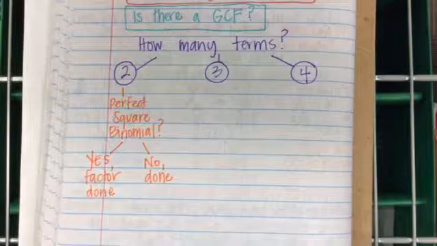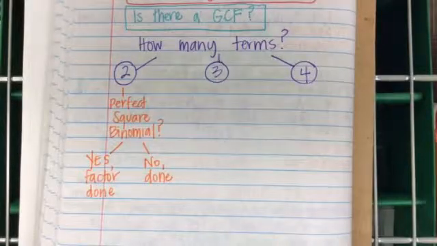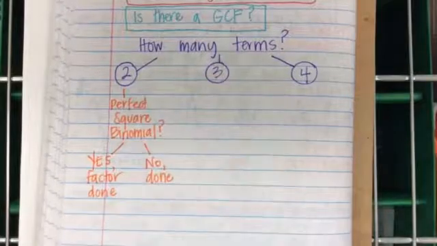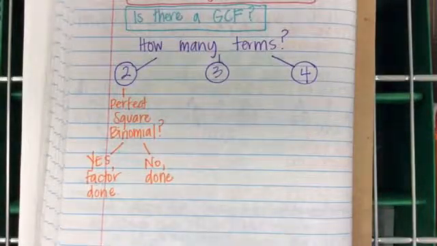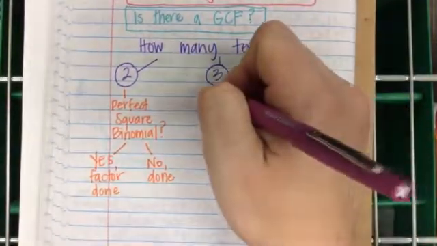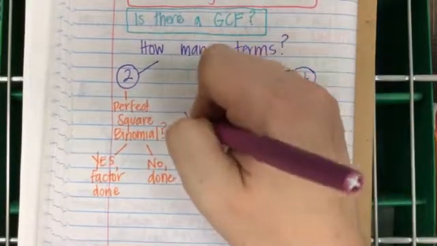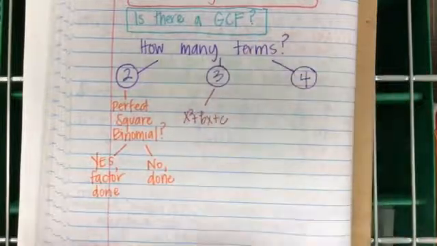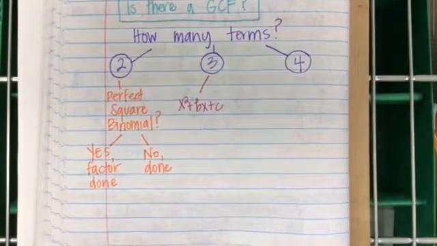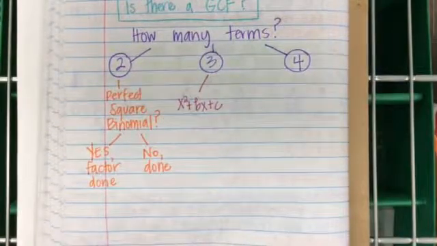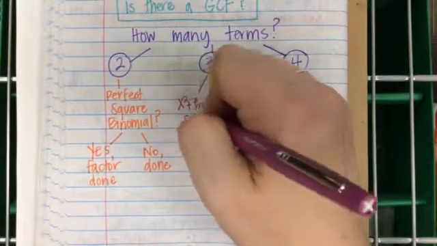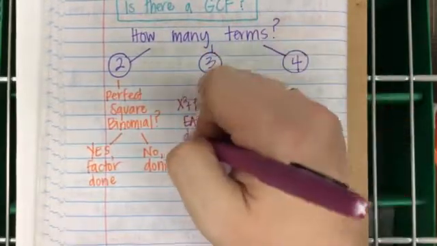If it's a 3-term trinomial, we have 2 choices. What can it be? x squared plus bx plus c. Do you know how to factor that one? Is that the easy one? It's the easy one. And then you're done.